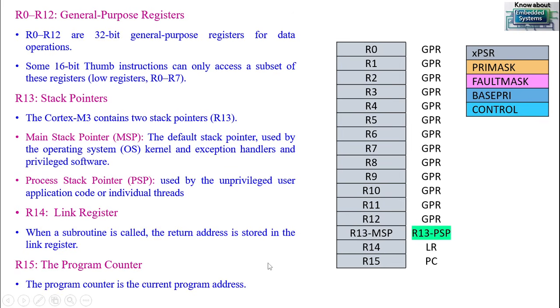And lastly, R15. R15 is your program counter. You know what a program counter is. The program counter is used to store the address of the next instruction to be executed. R15, or program counter, is used to store the address of the instruction to be executed in the next step. So this is a simplified explanation of the ARM Cortex M3 processor with the general purpose registers.